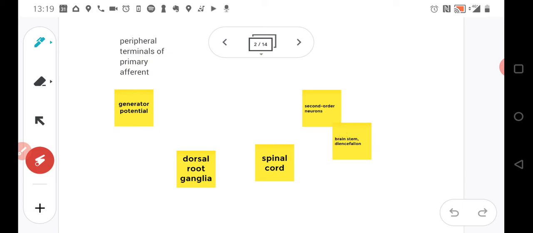stem, and especially the very important part, where there will be some pain modulation, about which we will talk later, is in the diencephalon. So also a part of the brain, obviously. So one more time: we have some generator potential, then an action potential through afferent nerves gets to the dorsal root ganglia, then to the spinal cord where we have the second order neurons, and then to the brainstem, particularly to the diencephalon.